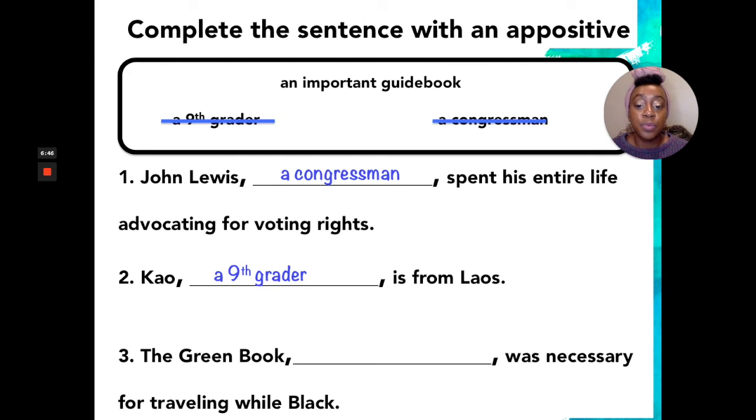Okay, and then number 3, the Green Book was necessary for traveling while Black. What can we add to it? The Green Book, an important guidebook, was necessary for traveling while Black.